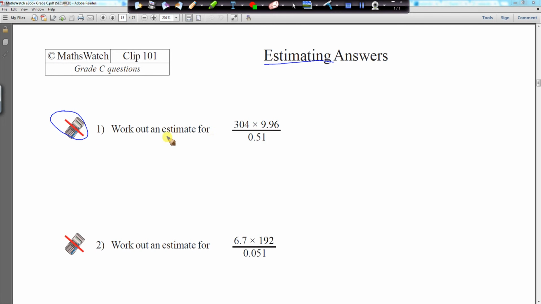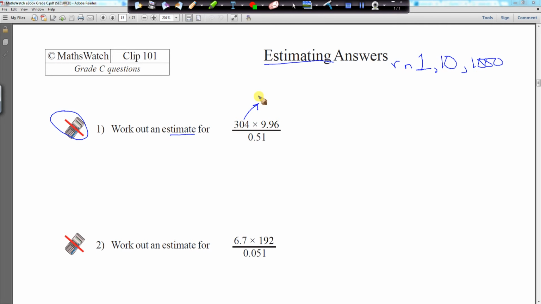Work out an estimate for 304 times 9.96 divided by 0.51. Now, the intention is to get each number and round it. So we're thinking about rounding to the nearest, for example, one whole, rounding it to 10, rounded to the nearest 100, etc., etc. So 304, and I call these nice chunky numbers, numbers which are easy to deal with in terms of cancelling and working out answers to.